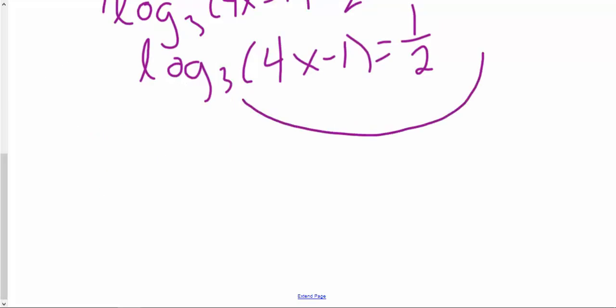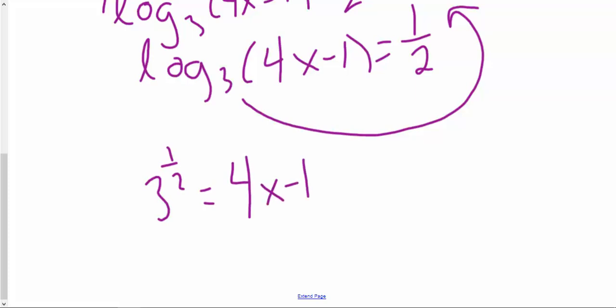Now we're going to undo our log. So we're going to change this from logarithm form to exponential form. So we have 3 to the 1 half equals 4x minus 1. Now, at this point, if you wanted to, I wouldn't blame you if you tried to round because, a lot of times with logs, we're dealing with irrational numbers anyways. But here I'm going to try to keep it without rounding.